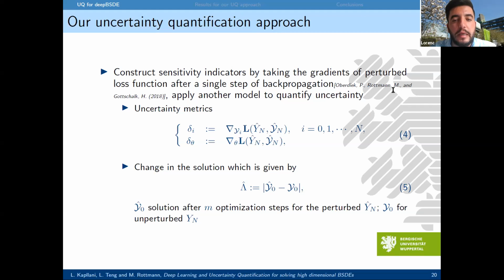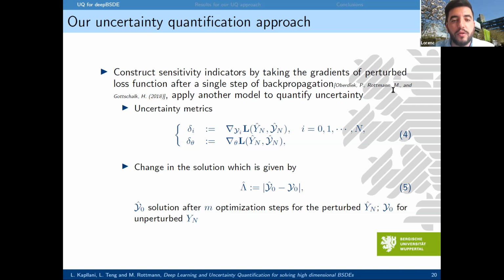So the idea for uncertainty quantification is as follows. We want to consider perturbing the loss function. As I showed you before, the loss function is a function of the terminal condition. By perturbing this loss function, we want to construct some sensitivity indicators, which are taken by considering the gradient of the perturbed loss, and we want to register the change from this perturbation to our network architecture after a single step of backpropagation.